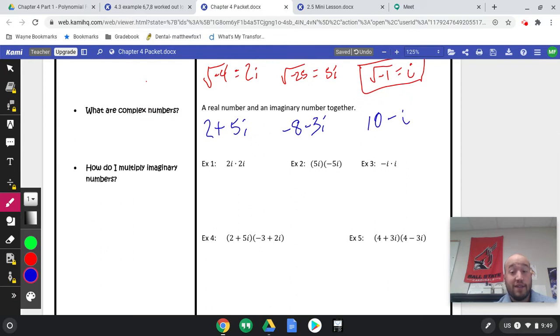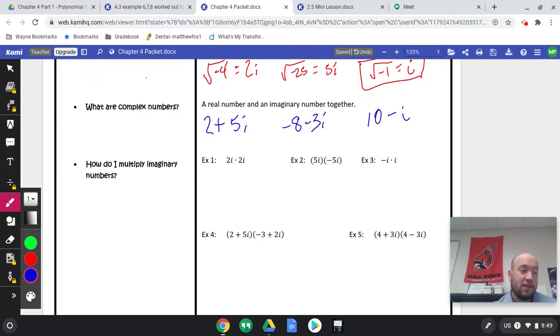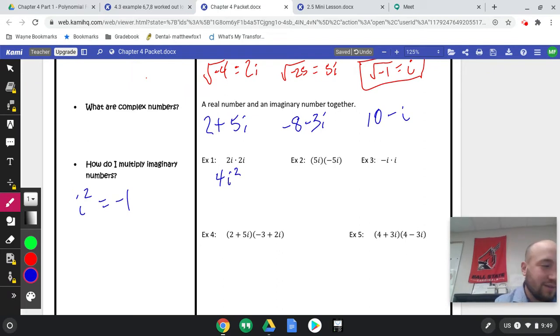Now, when we are multiplying imaginary numbers, we need to be careful. If we have i's for both of them, i times i is i squared. And so on this one, we know that 2 times 2 gives us 4, and i times i is i squared, so 4i squared. But we're not done there because i squared actually equals negative 1. Now some of you might be saying, what? That doesn't make sense. But let me show you why.